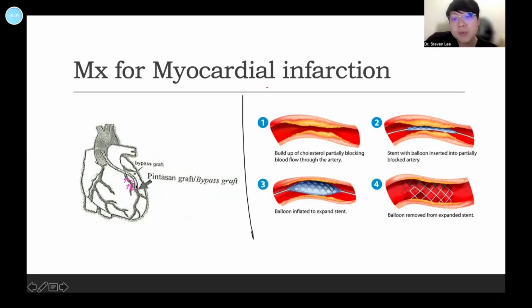So where do we get this graft? Normally we get it from your leg. We get the vein of the leg. We harvest it from the leg, and then we put it over here.